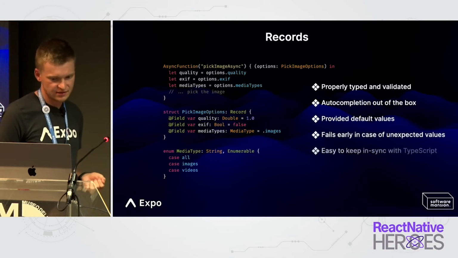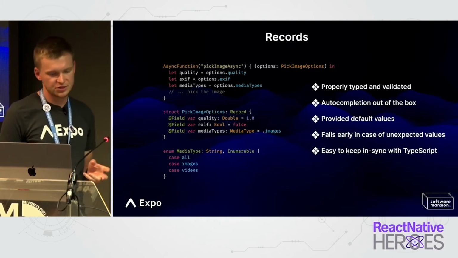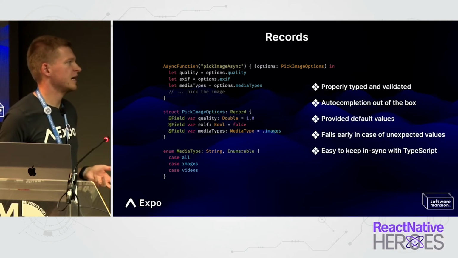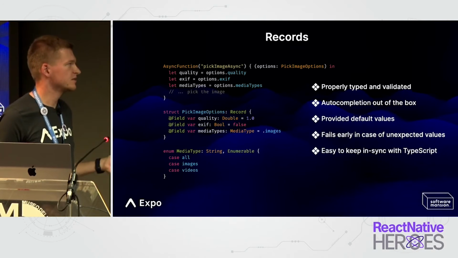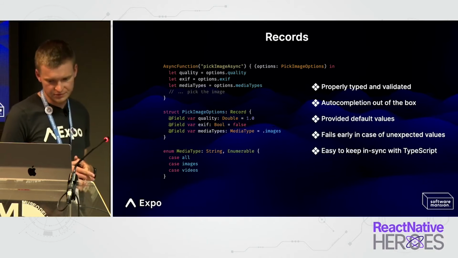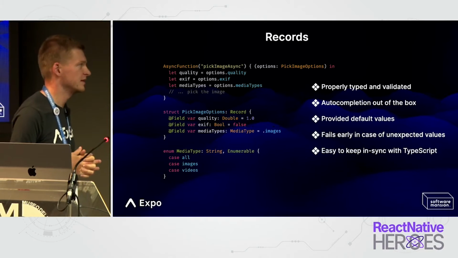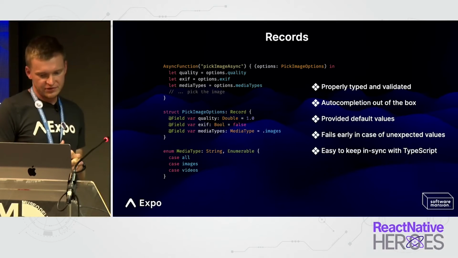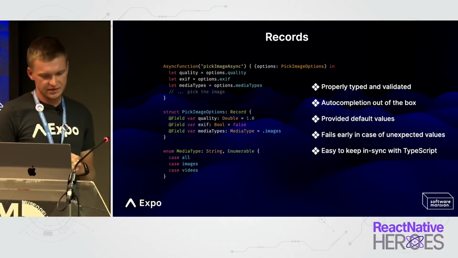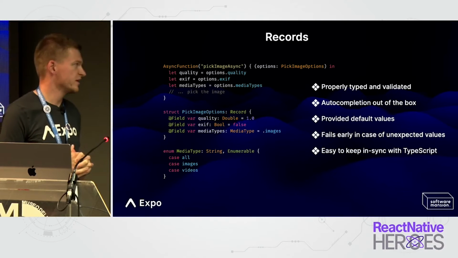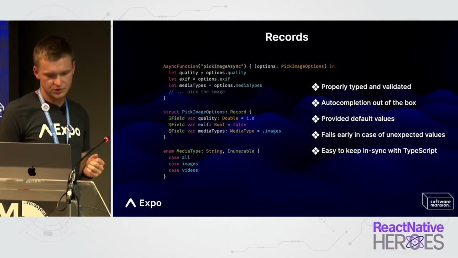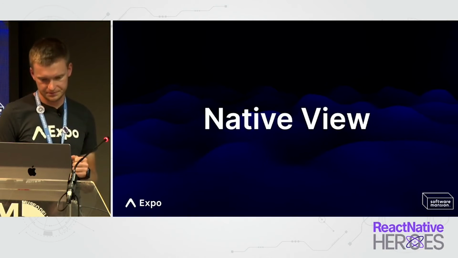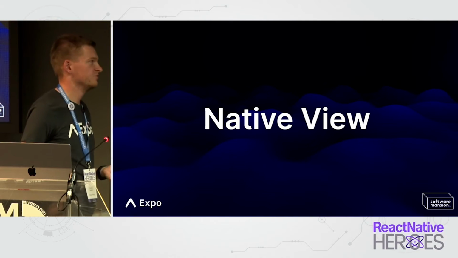So to summarize, now in the function's body, we are sure that the options are properly typed and validated. It works perfectly with auto-completion in Xcode and Android Studio, and there is no chance that a typo will go unnoticed. For optional fields, the default values are already provided. The function fails early in case of unexpected input, and it's easy to keep in sync with the equivalent type in TypeScript.